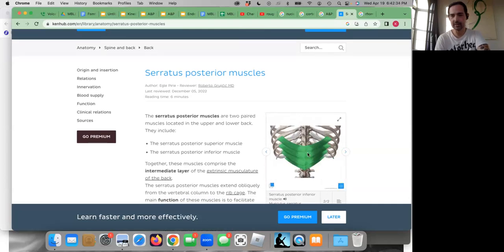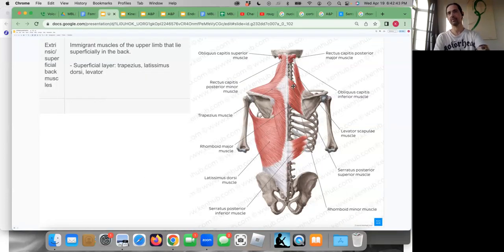Okay, and then down at the lower part of the rib cage are the serratus posterior inferior. And if we look at them in context of the whole skeleton, from head to pelvis, you see the serratus posterior superior peeking out up here from underneath the rhomboid minor. And then you see the serratus posterior inferior down here, which is revealed when we cut away the latissimus dorsi and the lower trapezius muscle.